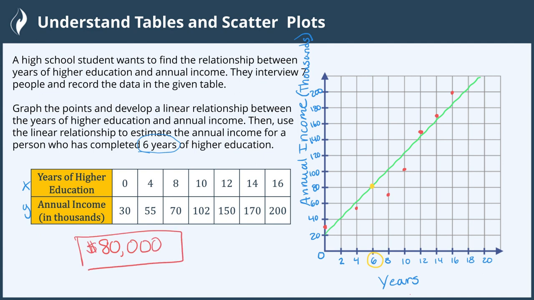We've now finished everything we were asked by graphing the points, developing a linear relationship, and estimating the annual income for someone who has completed 6 years of higher education, and now we're all done.